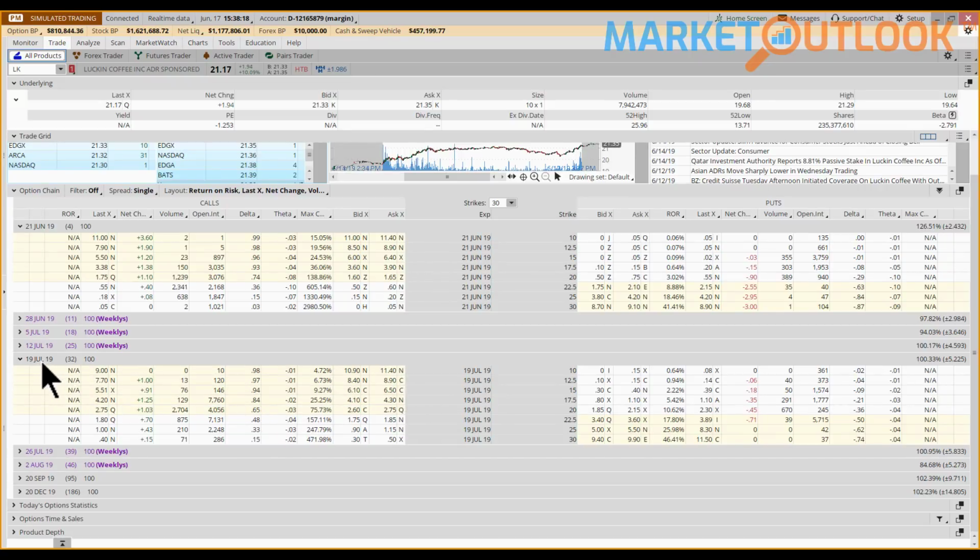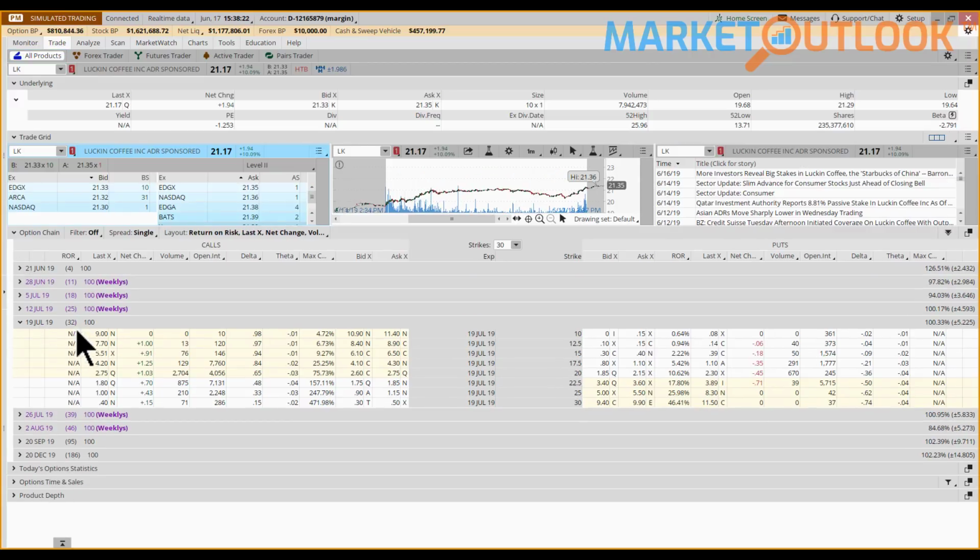So I'm going to look at the July contracts in this case. These are the monthly contracts here with 32 days left until expiration. As I'm looking at this ticker symbol LK, notice over here on the put side of the equation, we've got the 15s that you could sell for 35 cents. So that would be one way to approach this for those of you that are a little bit more aggressive.